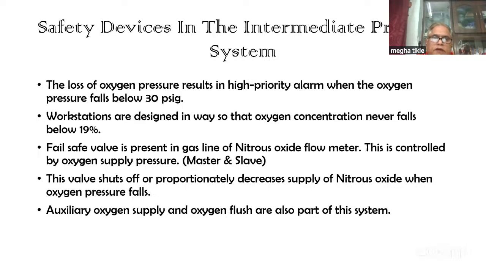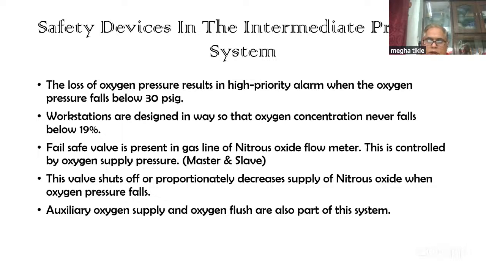So there is a fail-safe valve which is present in the gas line of the nitrous oxide flow meter, and this is controlled by the oxygen supply source. So if the pressure of oxygen is more than 45 psig, or 60 psig, then only the nitrous oxide will flow. This valve is usually of two types. We will discuss it later, but it can either shut off the gas supply directly for nitrous oxide, or it can proportionally decrease the supply of gas. When the pressure of oxygen falls, it will proportionally decrease the amount of nitrous which is supplied to the patient.